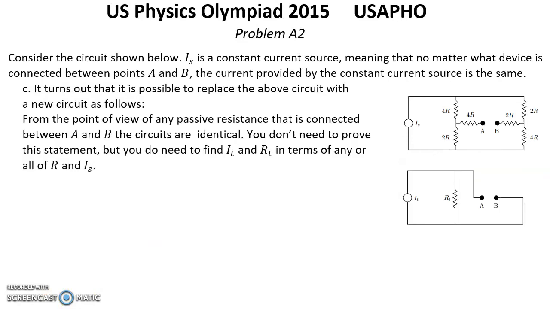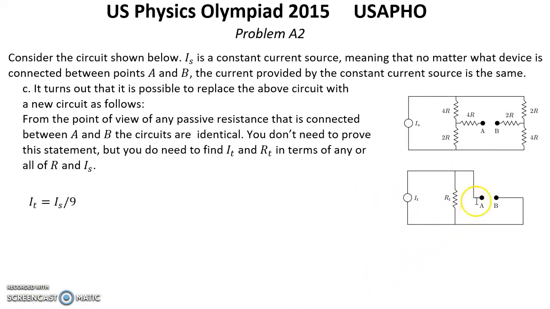Part C. We don't need to prove this statement, we can just use results from parts A and B. Suppose that here we put a shortcut. It means that the current here will be I_S over 9. And because it's the full current, this source must have this current, I_S over 9.